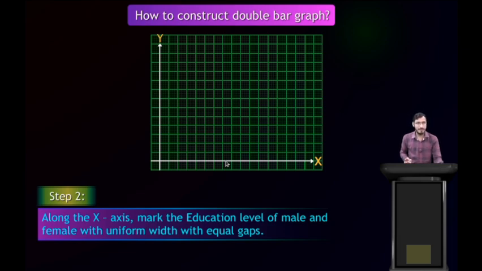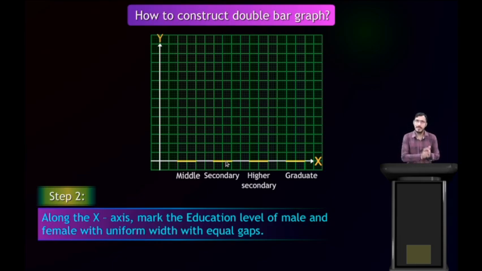Now the second step: along the x-axis, mark the education level of male and female with uniform width and equal gaps. Okay, so on the x-axis we will mark the education level.